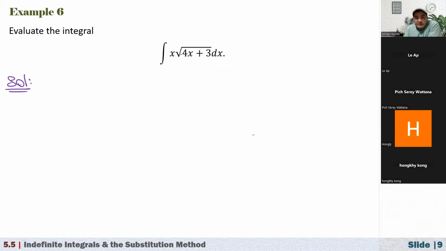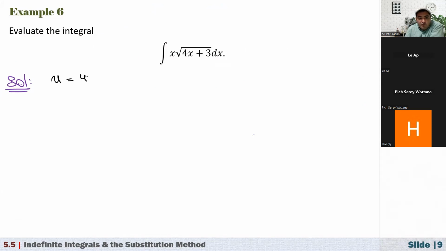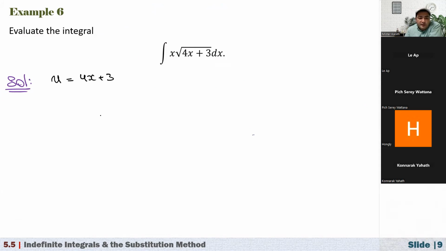Okay. So this is x times the square root of 4x plus 3, right? Again, if I just introduce u as 4x plus 3, then the differential of u is equal to 4 times dx, right? So for this 4x plus 3, that is u. So I can replace dx with 1 over 4 du.